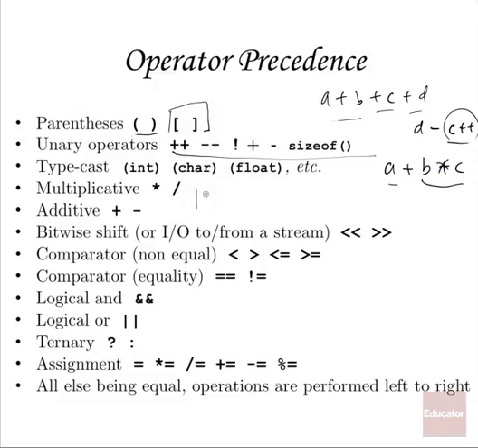Followed by the bitwise shift, which can occasionally cause you problems because the precedence is not changed if you're using this for outputting to output streams or inputting from input streams. So this precedence remains the same no matter what that operator happens to be. And then your comparator is next for non-equal. Equal is the next, then logical or ternary, and your assignment is your bottom. If everything else is equal, it just goes left to right.